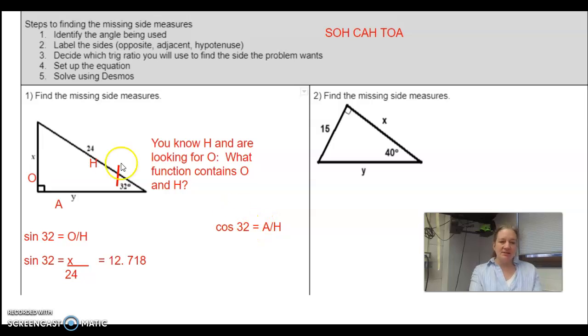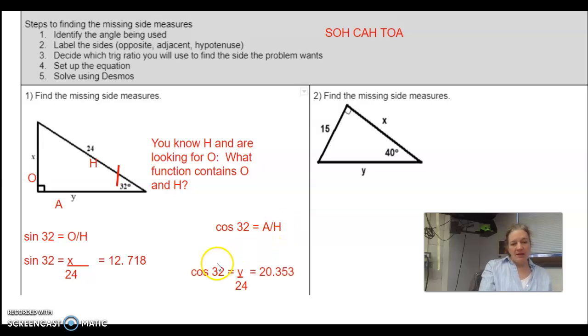So now I'm looking at this, and I know H. I'm looking for A. Cosine is the function that has A and H in it. So I write the cosine of 32, because I'm still using this angle as my reference, is equal to the adjacent side over the hypotenuse. And the cosine of 32 is my adjacent side y over 24. When I plug that into Desmos, I get 20.353.